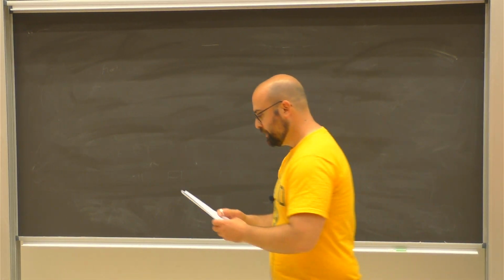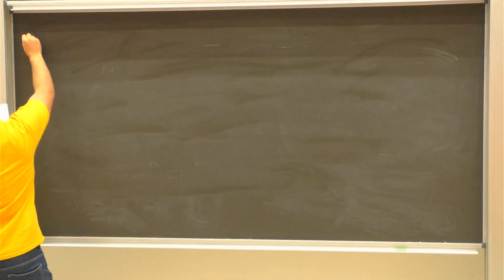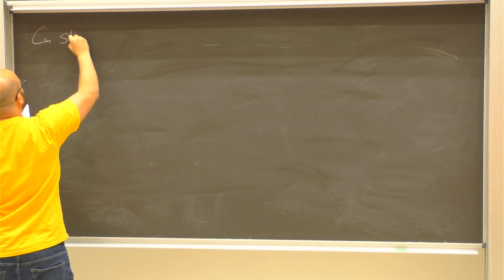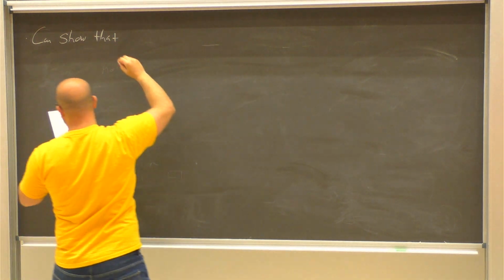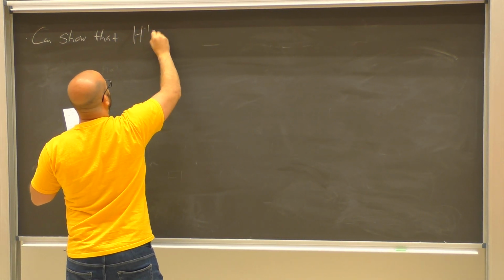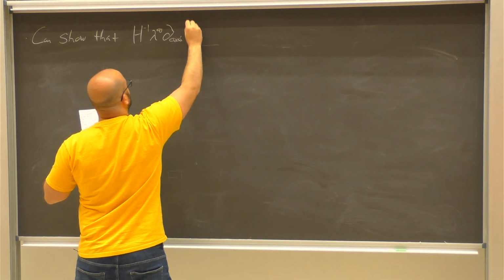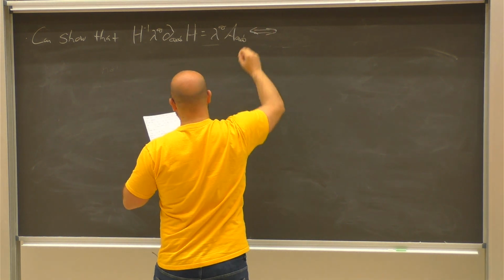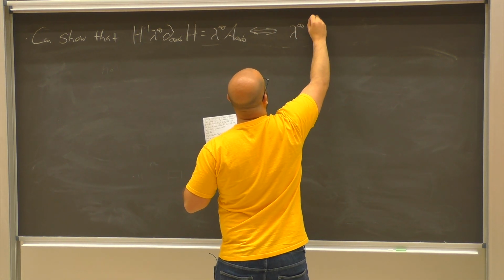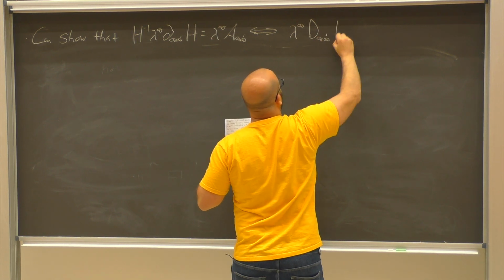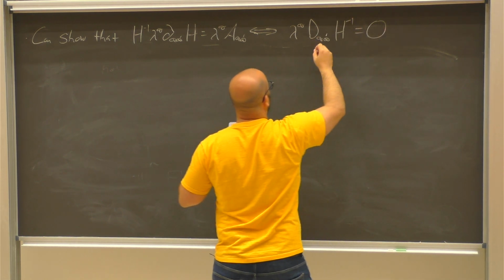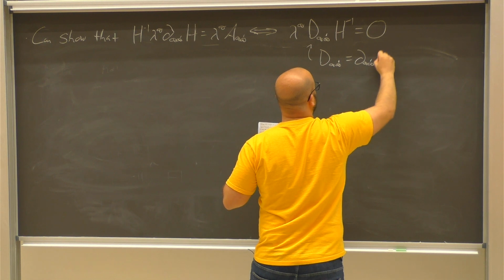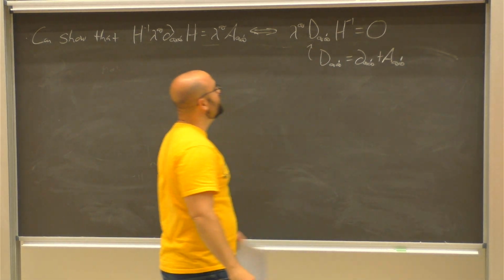You can show, again, this is a nice exercise, that this relation we have, H inverse lambda alpha D alpha alpha dot H equals lambda alpha A alpha alpha dot, is equivalent to lambda alpha D alpha alpha dot H inverse being equal to 0, where this is the same D alpha alpha dot we wrote down before. It's the connection associated with this A alpha alpha dot.